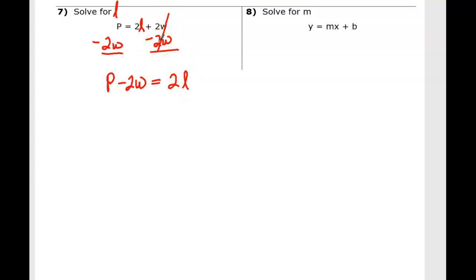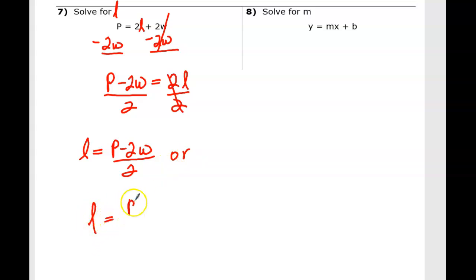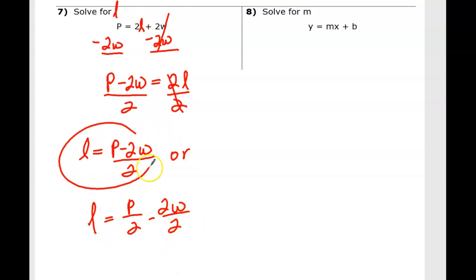All right, I'm solving for L. So I want L by itself, so I'm just going to divide both sides by 2. When I do that, my L, I'm going to switch sides, is equal to P minus 2W divided by 2. Or I can actually split it apart and say L is equal to P divided by 2 minus 2W divided by 2, which simplifies, so there's one answer, to L equals P divided by 2 minus W. There's your second possibility.